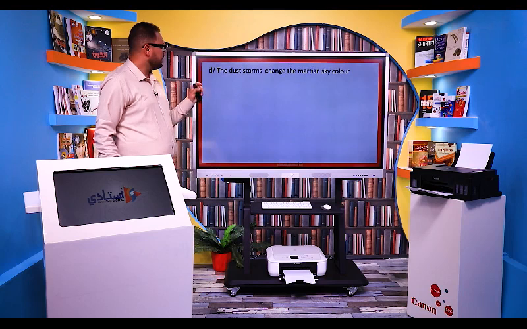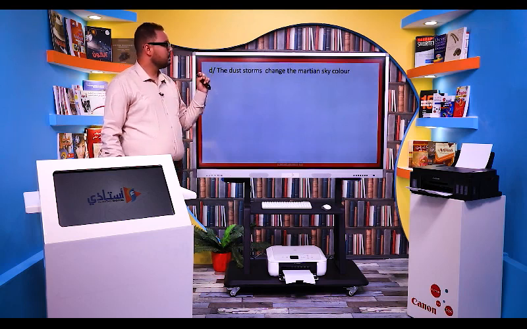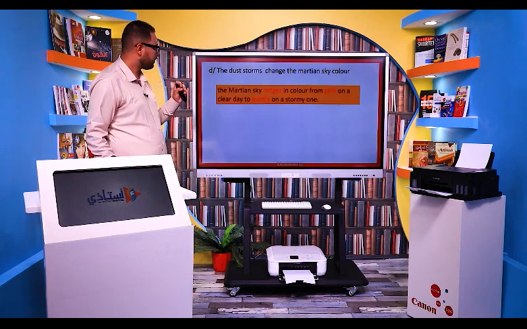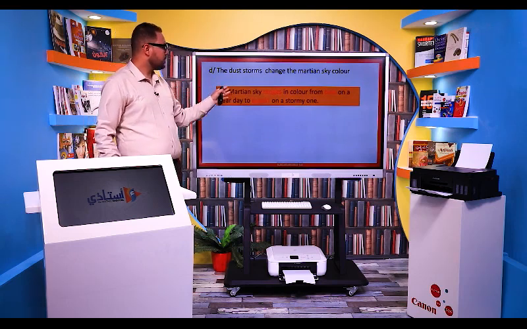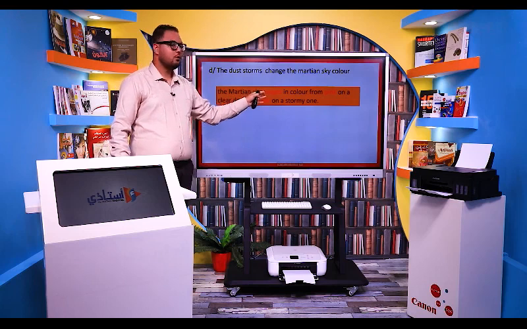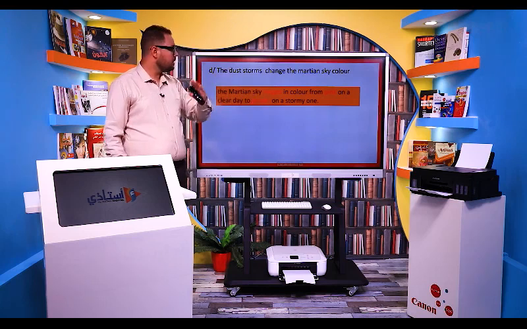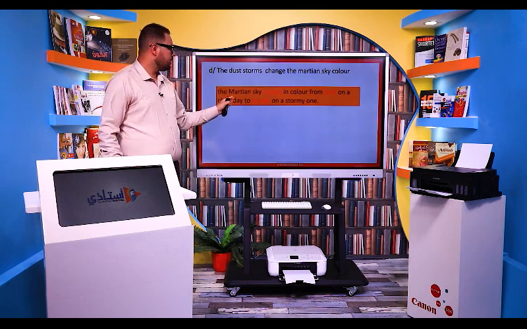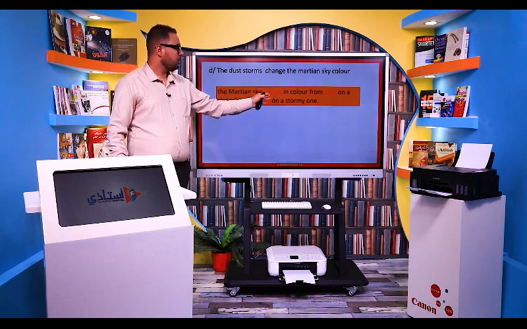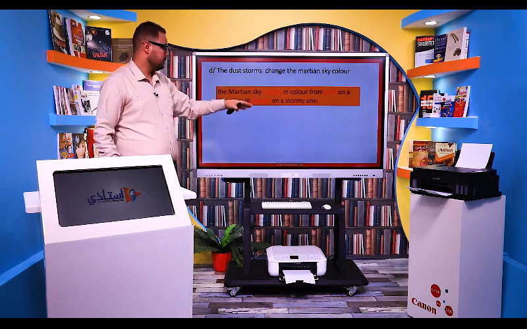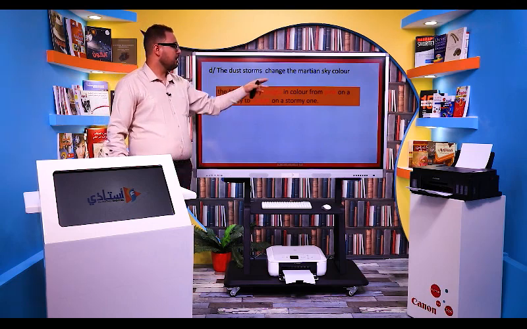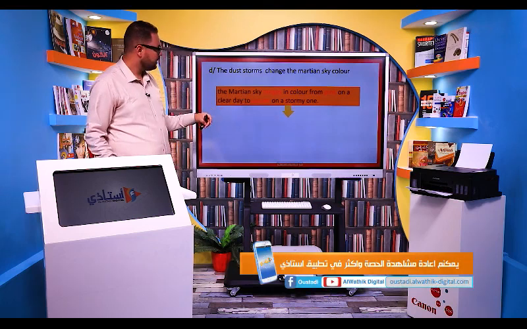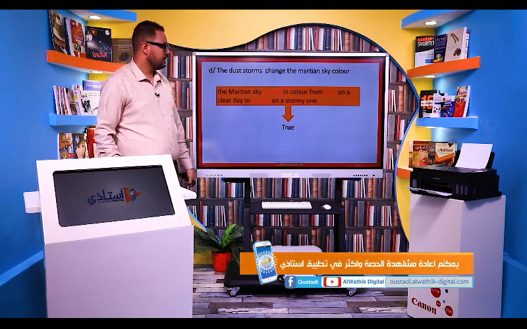The sentence D: the dust storms change the Martian sky color. In the text, we have the Martian sky ranges in color from pink on a clear day to purple on a stormy one. So the storm makes the pink sky purple. And this sentence is true.